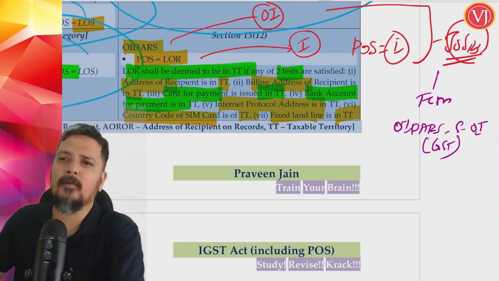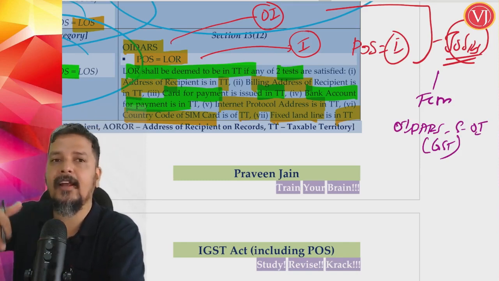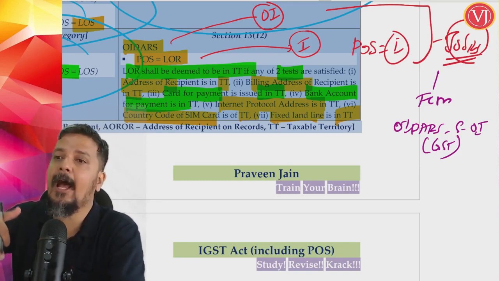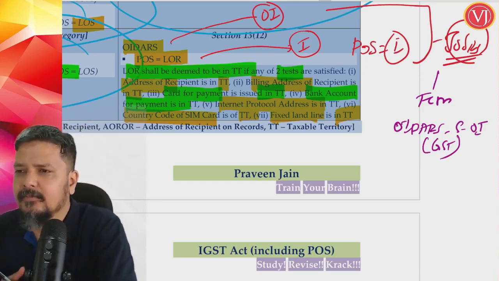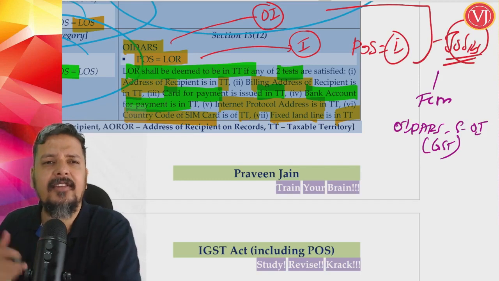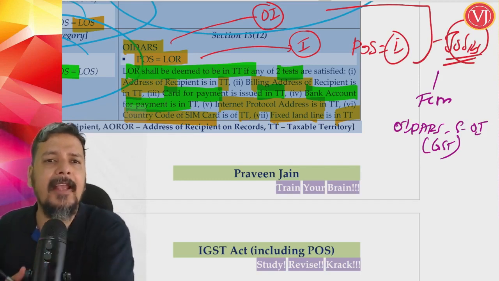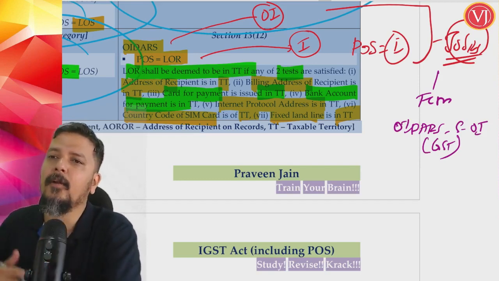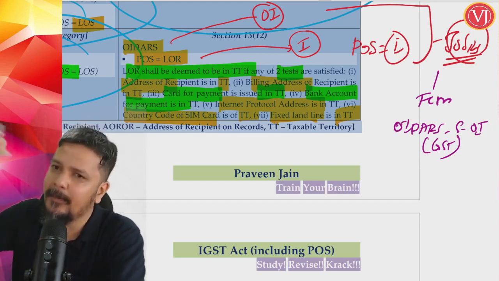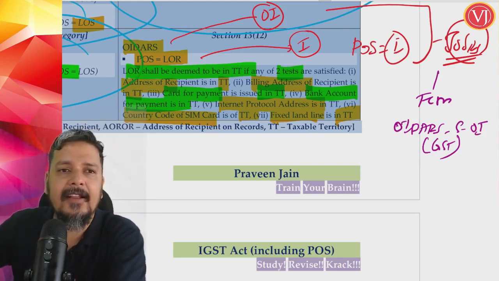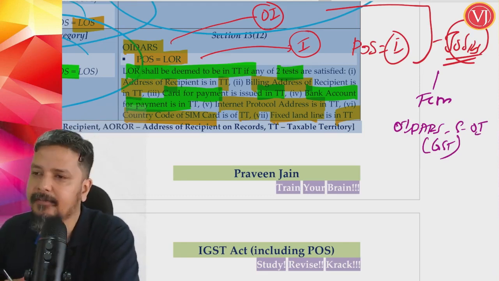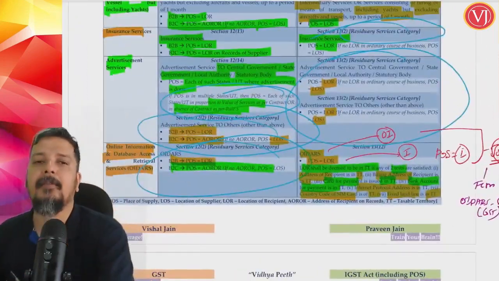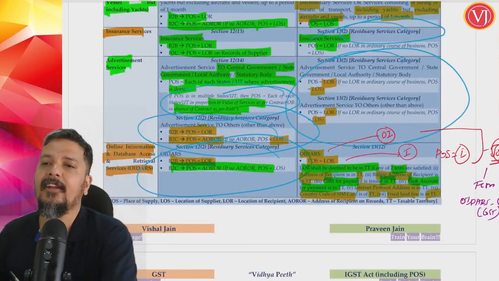See, it can be the other way around also. It's not always so. OIDRs app creator can be in India and the customer base can be outside India. Then also the same concept will apply. Place of supply will be LOR. And if the customer base is outside India, that LOR will always be outside India, because they will not satisfy any test out of 7. So that is all with respect to your place of supply in terms of section 12 and section 13.